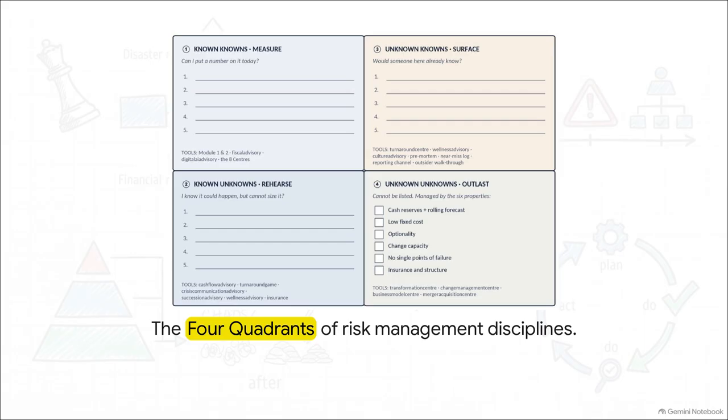Quadrant 1, the known knowns. Can I put a number on it today? If yes, you measure it. Quadrant 2, the known unknowns. We know a cyber attack could happen, but we can't really size it. So what do you do? You rehearse it.